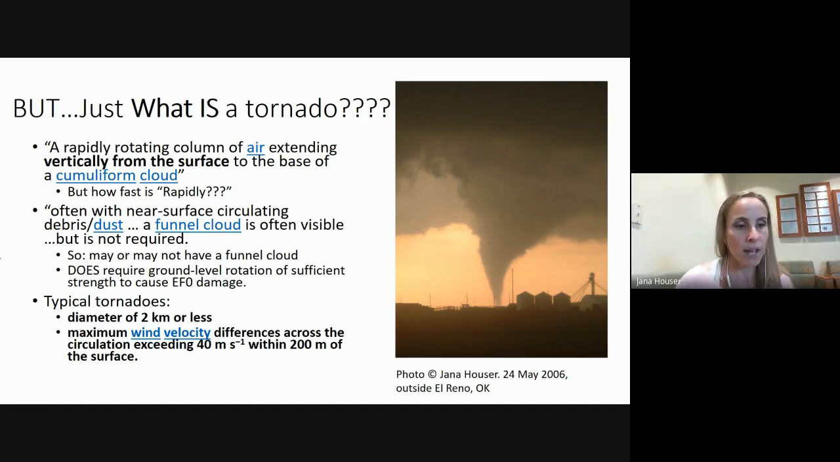So most tornadoes have a diameter of 2 kilometers or less. And as I alluded to earlier, most of the time we create this threshold of delta V greater than 40 meters per second. And that's within roughly about 200 meters or so of the ground.